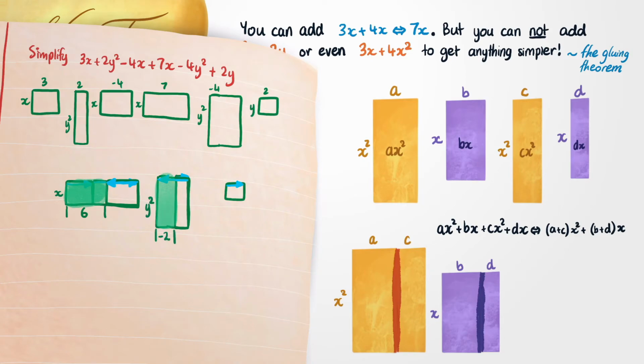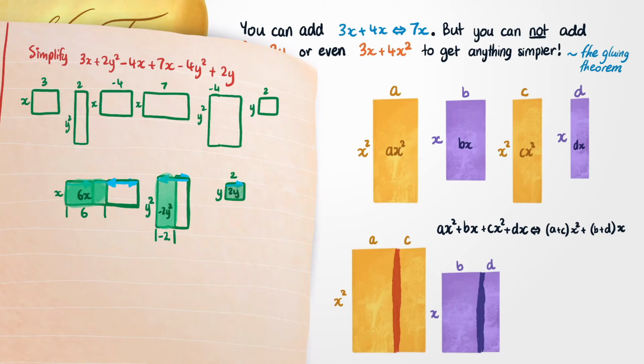And then for the last one, we just copied it out, so nothing really changed there. So therefore in this case, we can see that 3x plus 2y squared minus 4x plus 7x minus 4y squared plus 2y is the same thing as 6x minus 2y squared plus 2y.